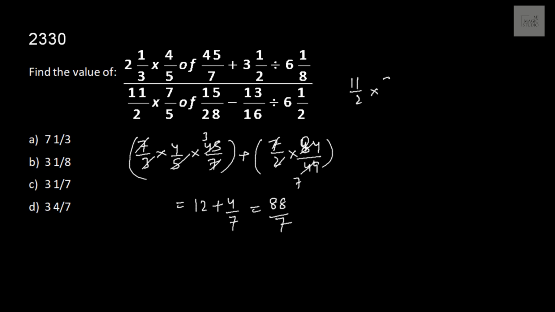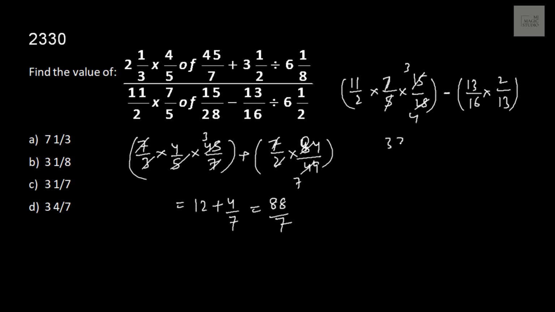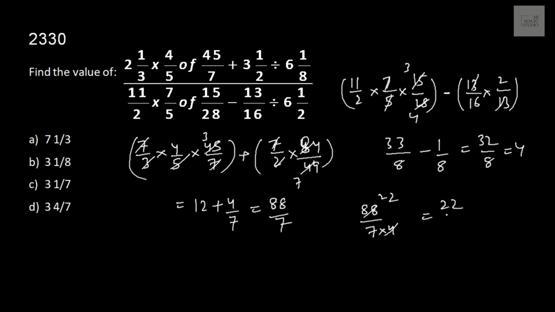Denominator: 11 by 2 into 7 by 5 into 15 by 28, clear, minus 13 by 16 into 2 up 12, 13. So 5, 3, 7, 4, that would be 33 by 8 minus 13 gone, 1 by 8, that would be 32 by 8, that is 4. So the final simplification would be 88 by 7 divided by 4, that would be 22 by 7, 3 complete, 1 by 7. Do we have this in option? Yes. Option C is 3 1 by 7, that is 22 by 7, the simplified value.